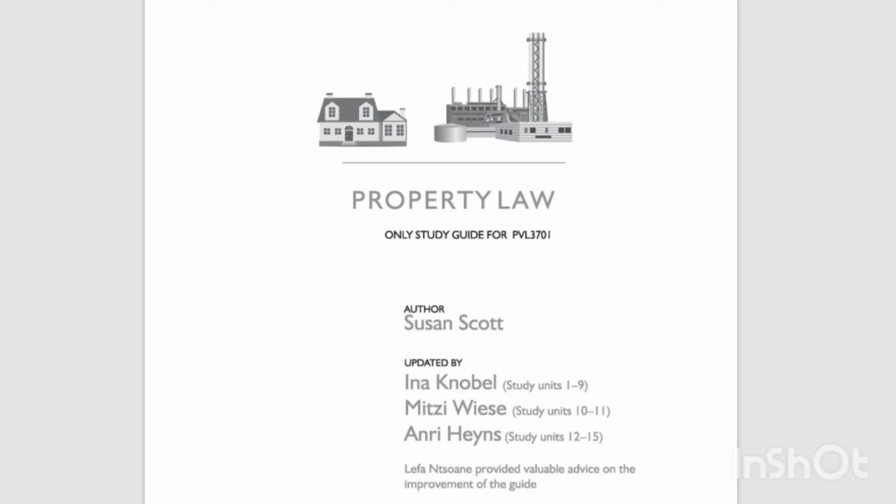PVL3701 Property Law Study Unit 10. In this study unit, we discuss two types of limited real rights, servitudes and restrictive conditions. We discuss the vesting, definition, nature, and classification of servitudes in general. We also distinguish between land (predial) servitudes and personal servitudes.